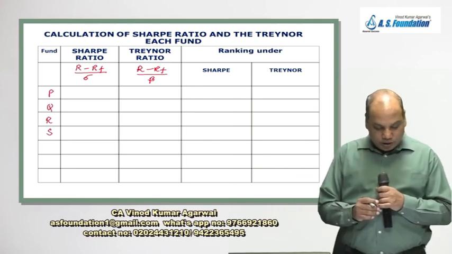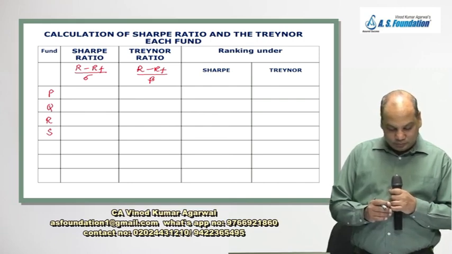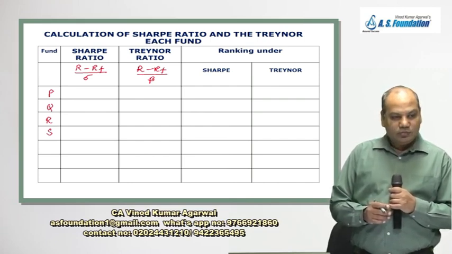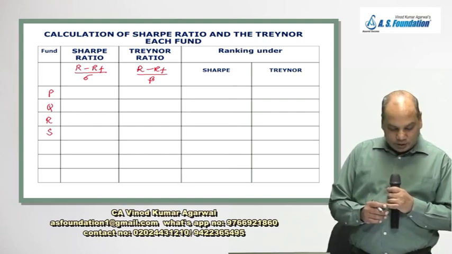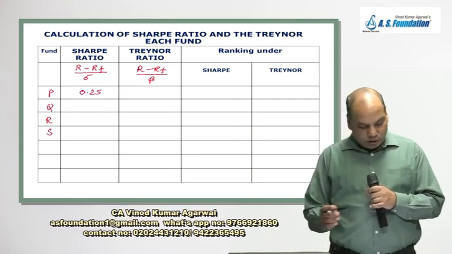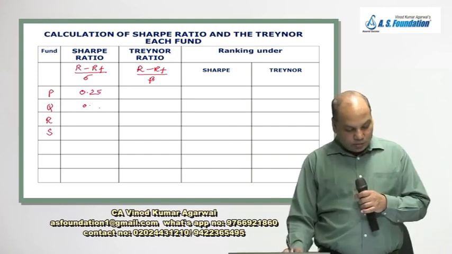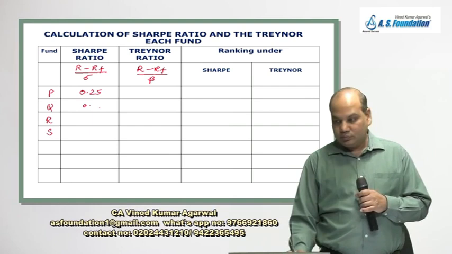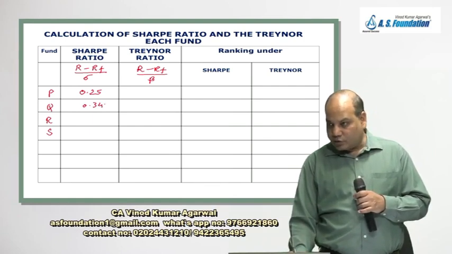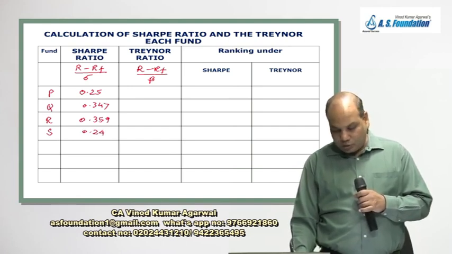Sharpe ratio, take on your calculator 13 minus 9 divide by 16. Anybody? 13 minus 9 divided by 16. 0.25. Try 17 minus 9 divided by 23. Try again. 17 minus 9 upon 23. 0.347. Okay. Only 2, 3 digits are enough. 0.359. 0.24.